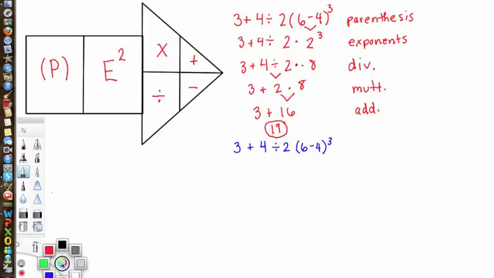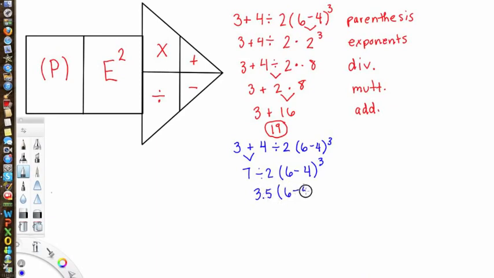But let's say we just felt like doing it however we felt like doing it. And let's say we start out by going left to right. I'm just going to do addition first. 3 plus 4 would give us the sum of 7. And I bring down the rest of my information, divide by 2 times 6 minus 4. Okay, and then let's keep going left to right. 7 divided by 2. Half of 7 is going to be 3.5. Okay, bring down the rest of my information.